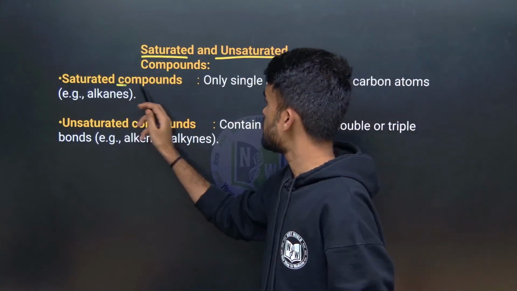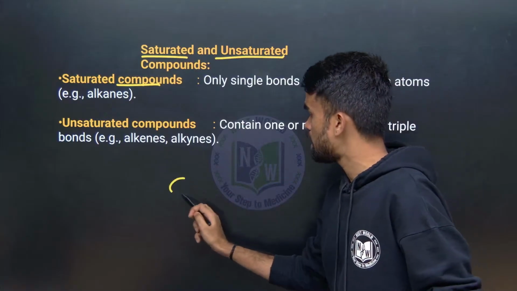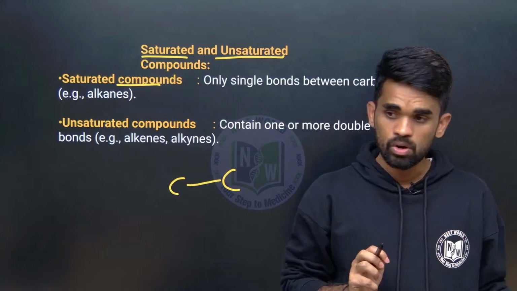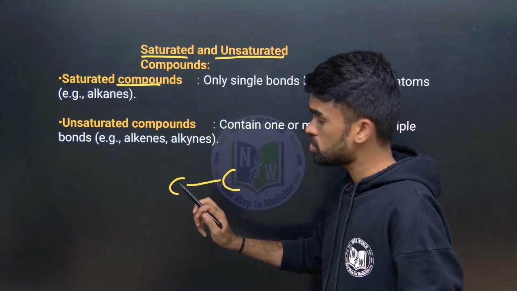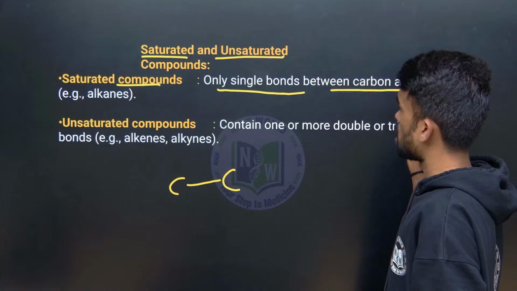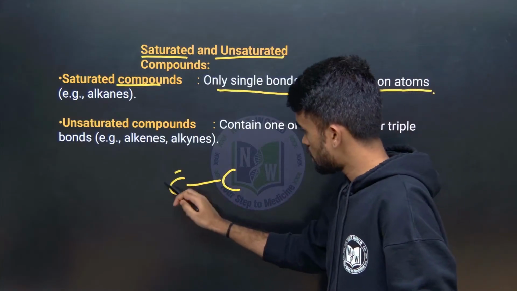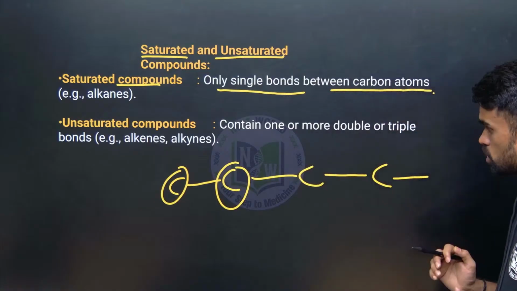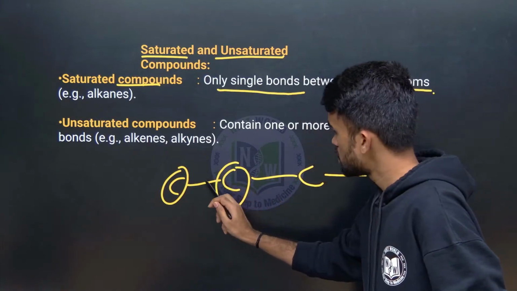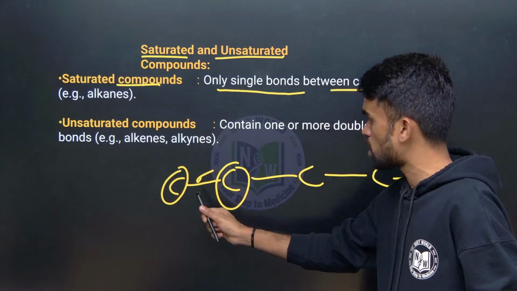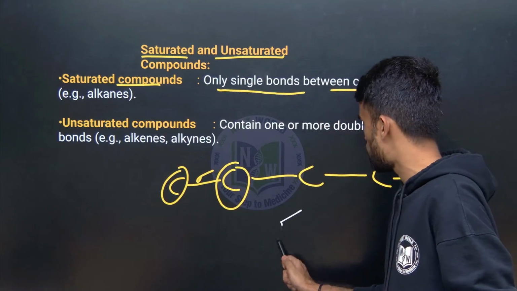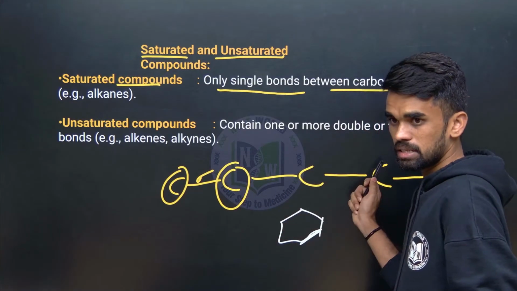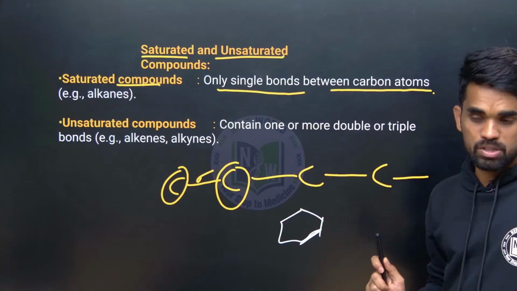Saturated compound means between carbon and carbon we will have only sigma bonds, only single bonds. What I am saying: saturated compounds, only single bonds between carbon atoms. Between carbon and carbon, however long it is, no issues, but it will have only a sigma bond, only a single bond between two carbon atoms, whether in cyclic form or in open chain like this.